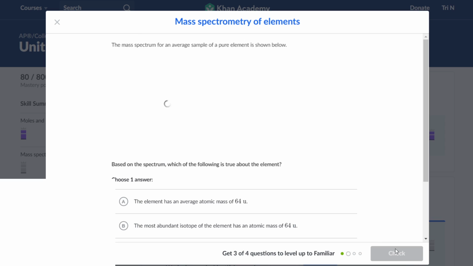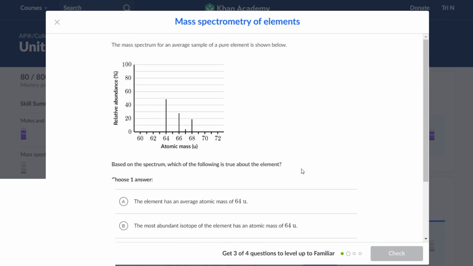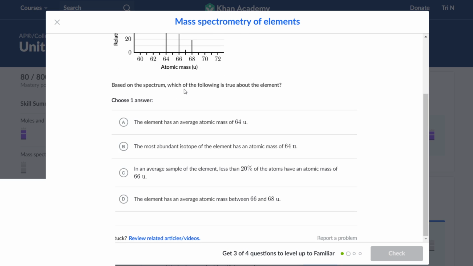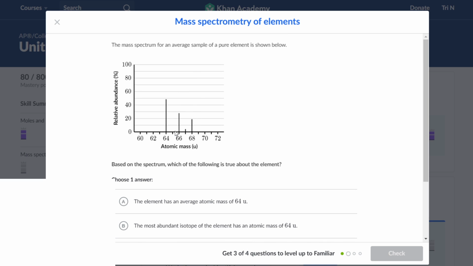There we go. Perfect. For the next question, the mass spectrum for an average sample of a pure element is shown below. Based on the spectrum, which of the following is true about the element? If we look at the mass spectrum again, it has the highest relative abundance at atomic mass 64, but it slows down. It has a lower relative abundance at 66 and a lower relative abundance at 68. So its average would be between 64 and 68.